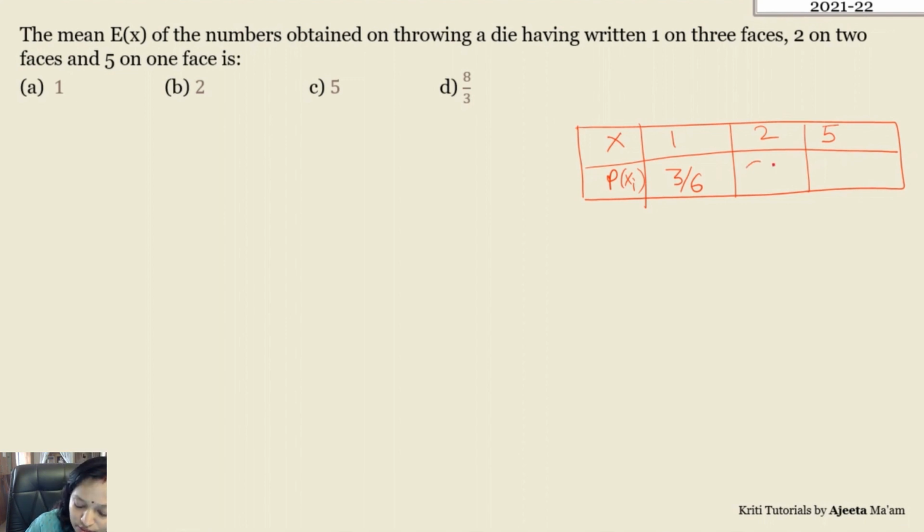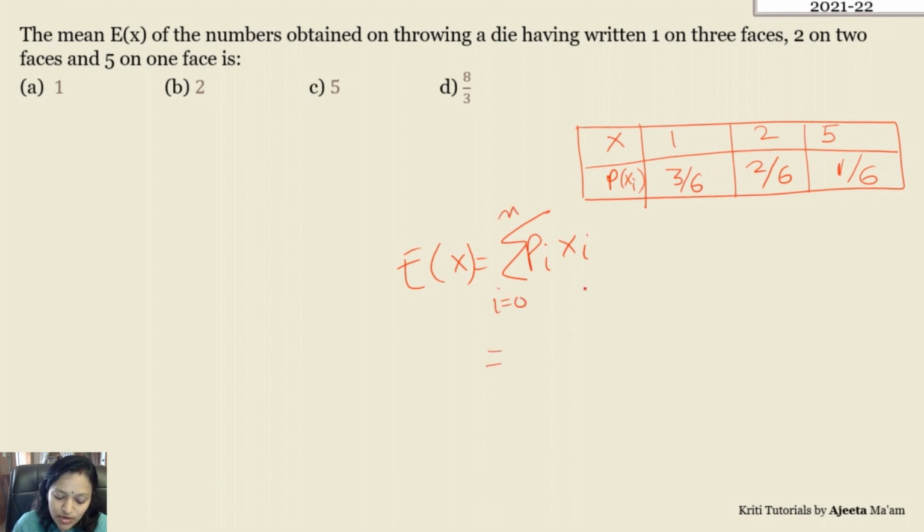2 is written on 2 faces, so 2/6 is the probability of getting 2, and 5 is written on one face, so 1/6 is its probability. So if we have to find the expected value, what is the formula? Sigma pi xi. We have to multiply both and add them. For adding we use sigma, i equal to 0 to n, however many cases you have. So let's multiply 1 into 3/6 plus 2 into 2/6 plus 5 into 1/6.